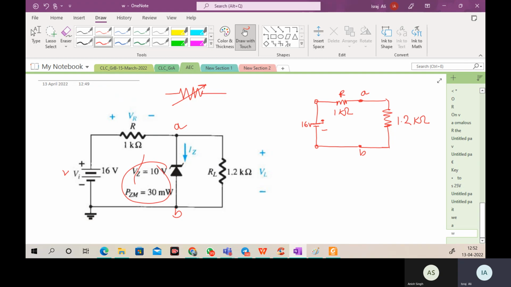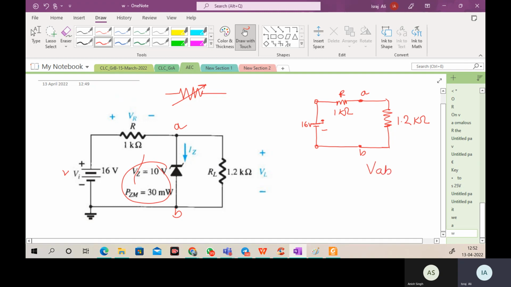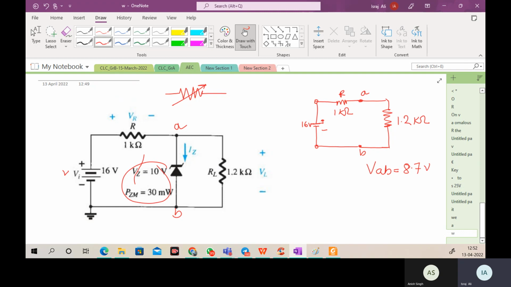Solve this one. Okay, so I got a voltage. I don't know if it is correct or wrong. So VAB is 8.7 volts. Is it correct? 8.7 volts.